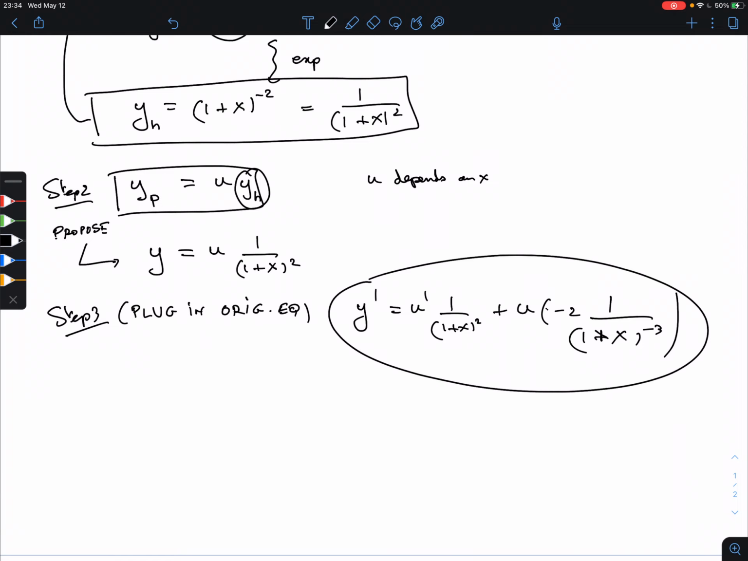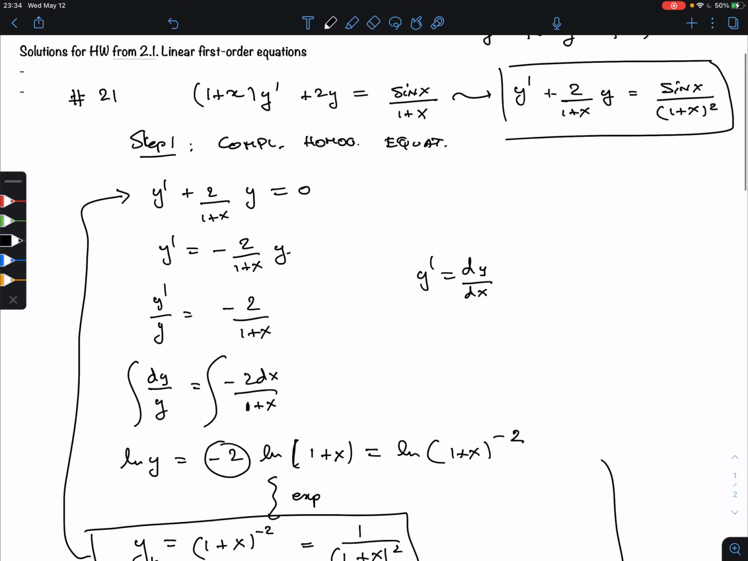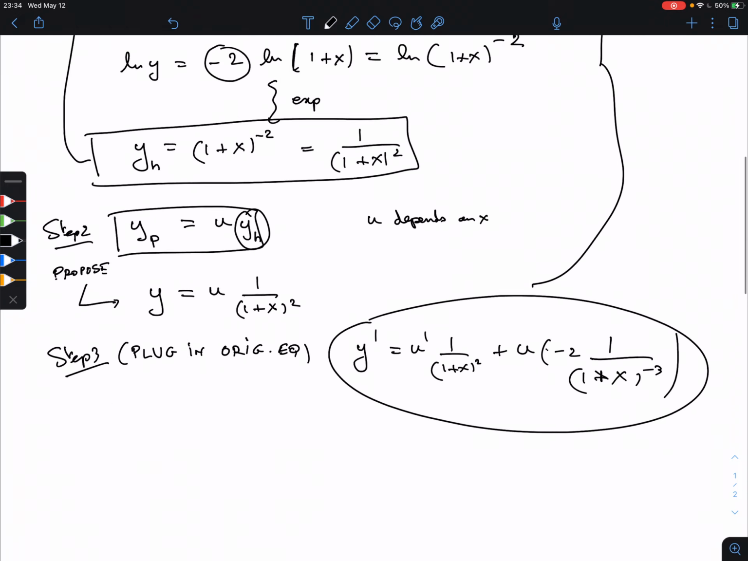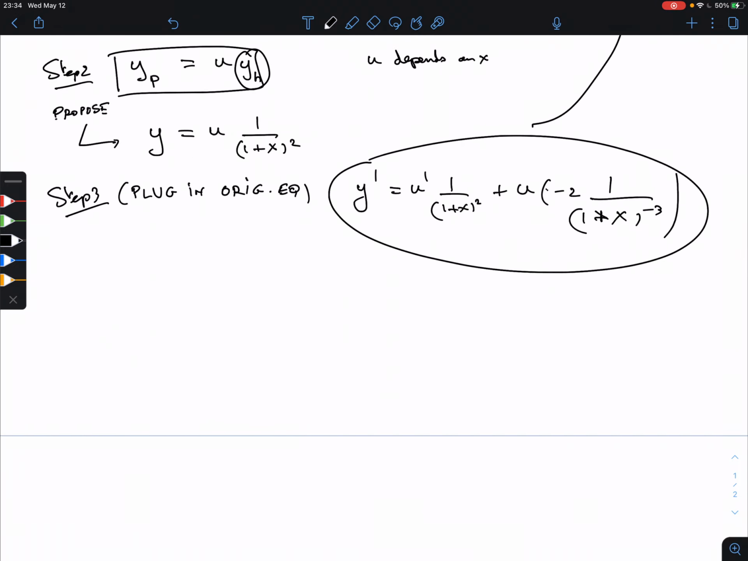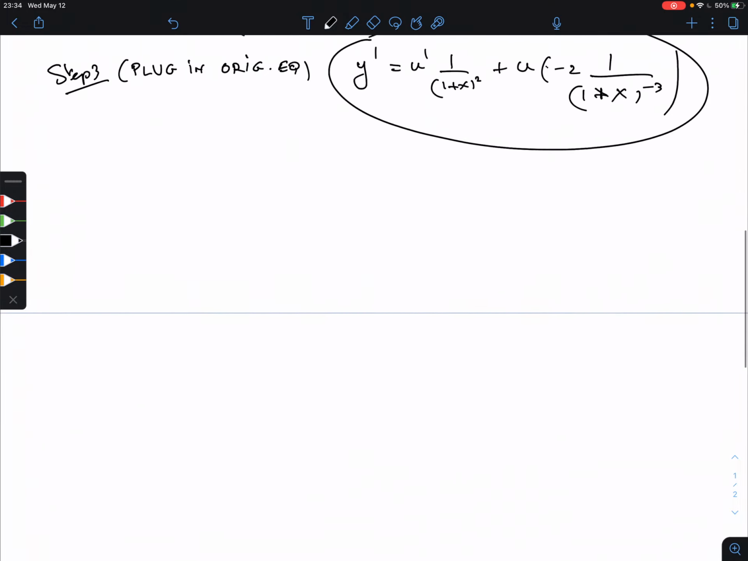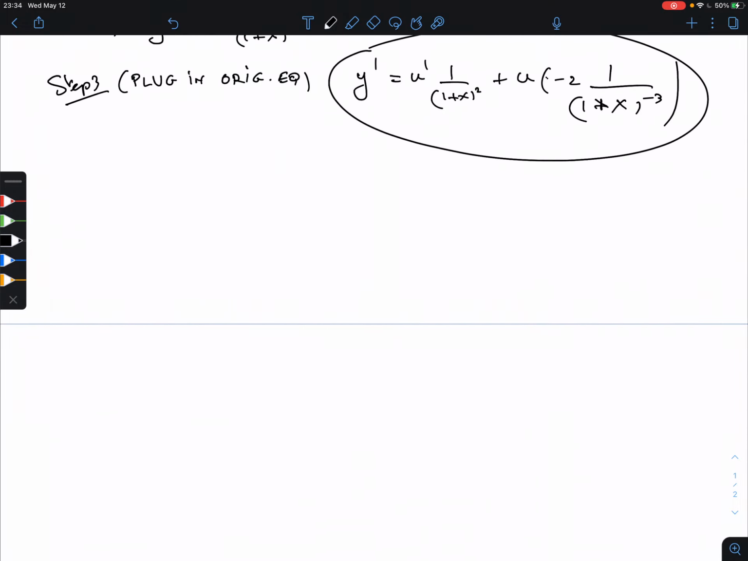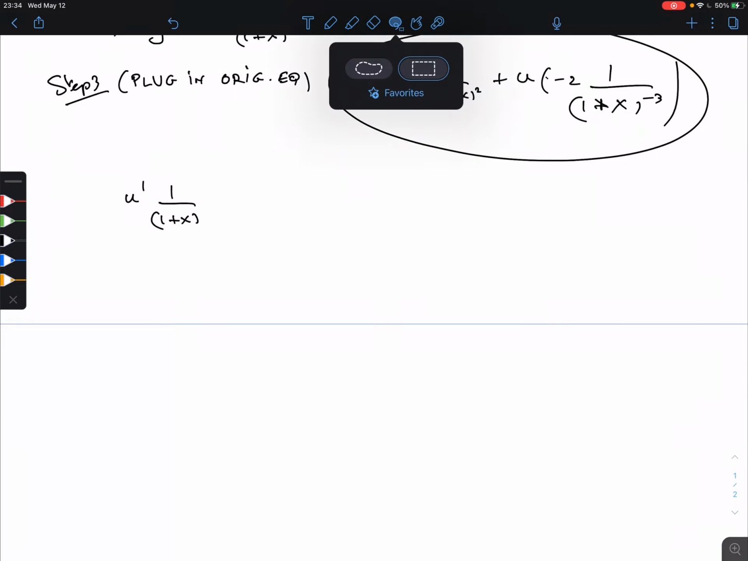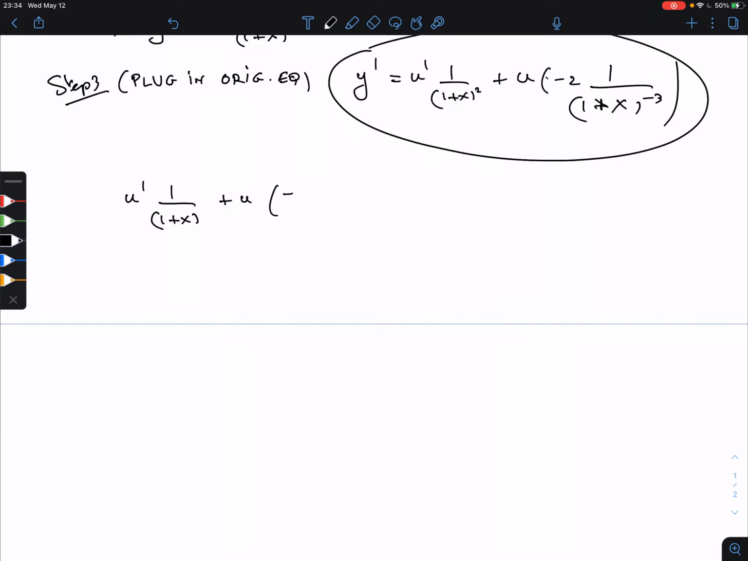So this we're going to plug into the original equation, which I have to scroll up a little bit. Okay, let's do this one then. So if I plug this in, I'm sorry, I cannot get everything on the same screen, but you can follow that I'm doing it correctly. So we have u prime times 1 over 1 plus x squared. That's y prime, right? And no, that's not y prime. This is only part of y prime. Plus u times minus 2, 1 plus x.